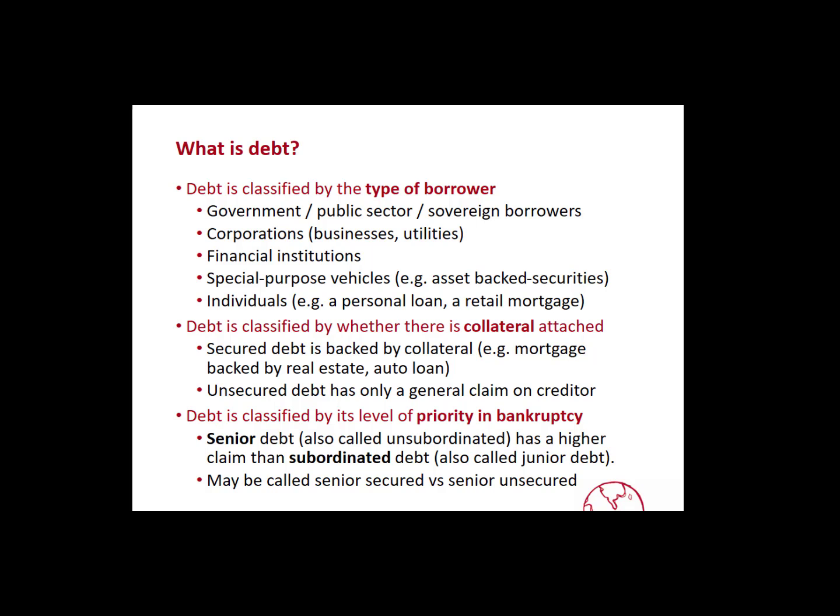So bankruptcy is a key thing when looking at the risk as well as classification of debt. And we talk about the level of priority in bankruptcy, who gets paid first. Some debt may be called senior or unsubordinated, which means it gets paid first, with subordinated debt or junior debt paid second. Now you can have senior secured versus senior unsecured, so you can combine collateralization with priority.